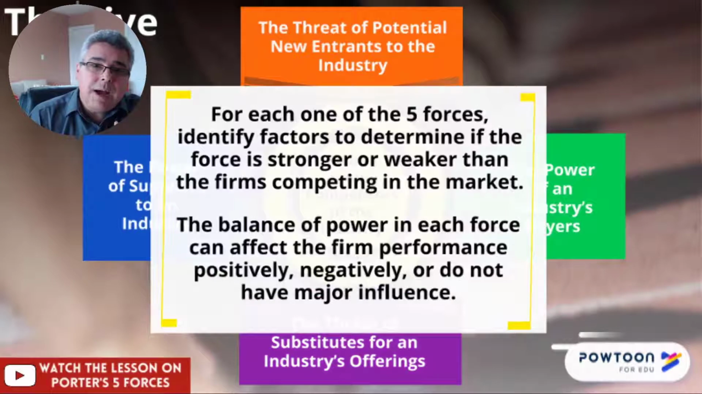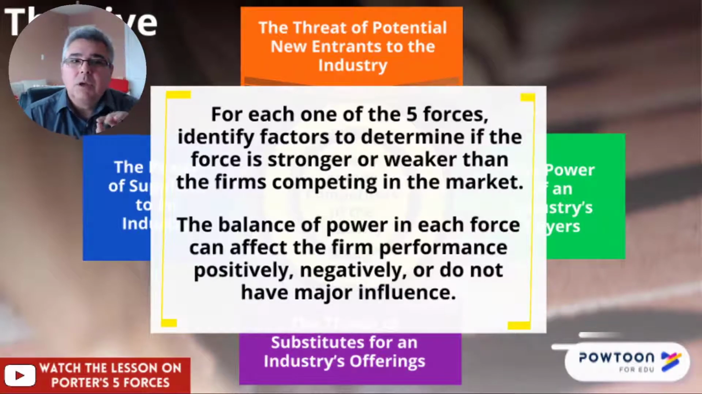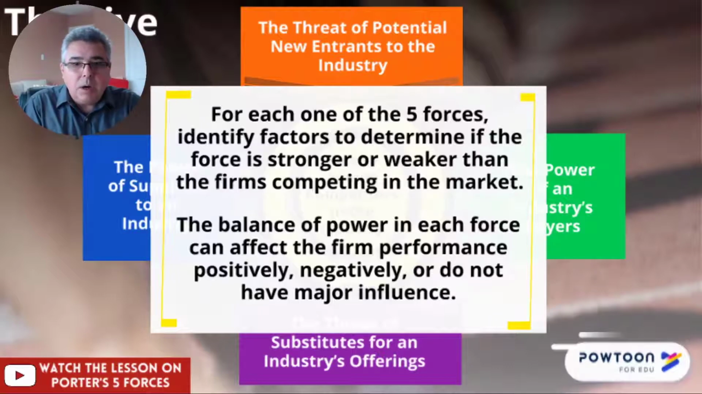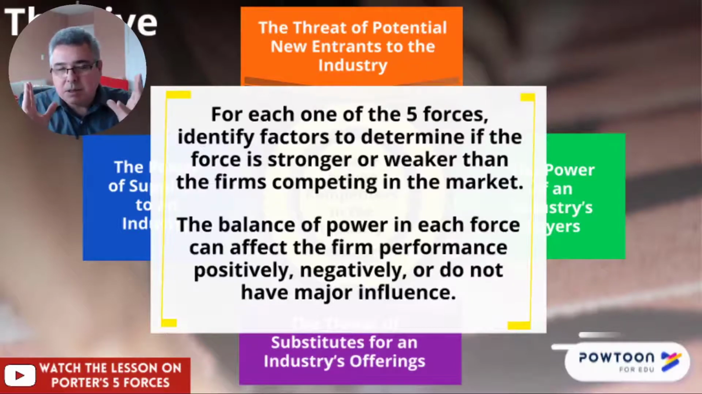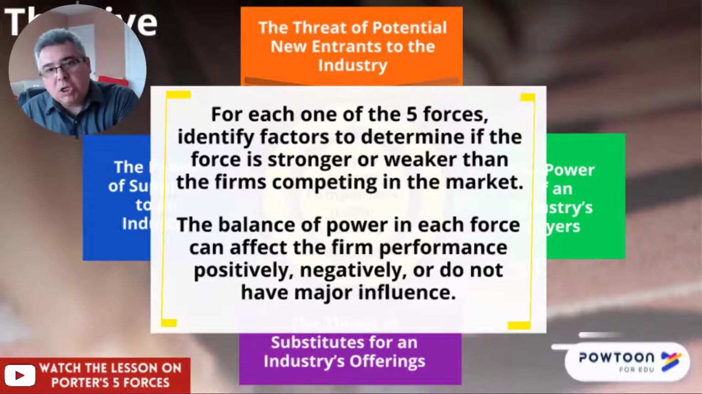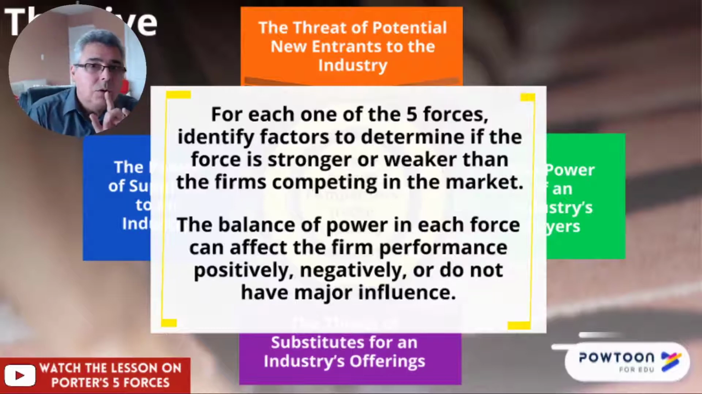For each factor of the 5 forces, we have to understand the balance of power. If that force is stronger or weaker than the firms competing in the market, the balance of power will affect the performance, or like I like to say in simple words, will help the performance or will hurt the performance. So how?